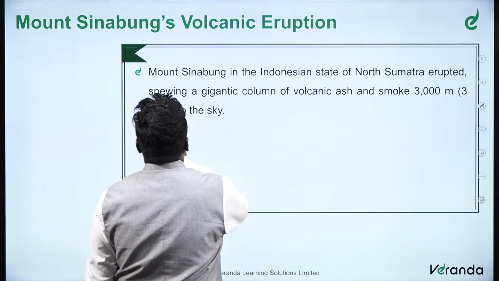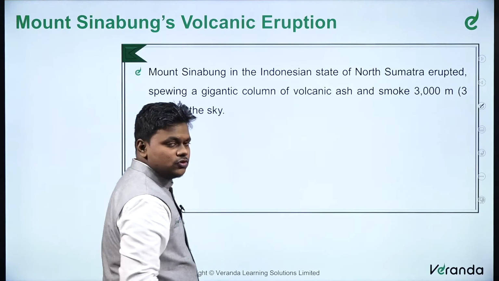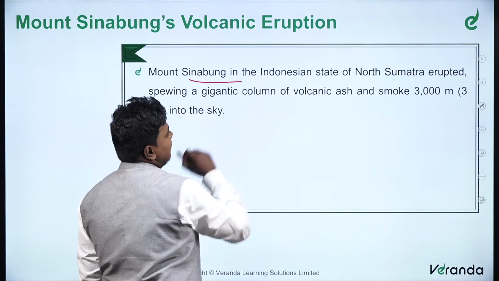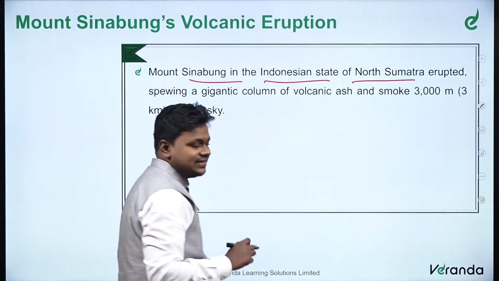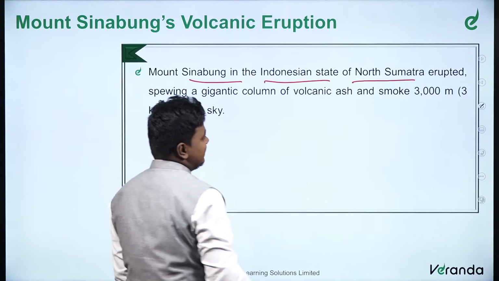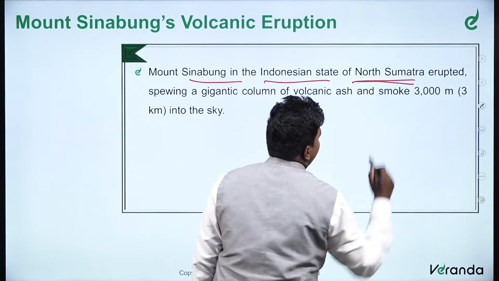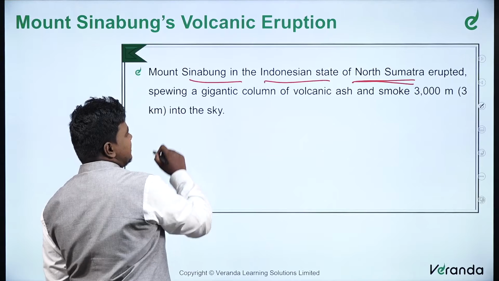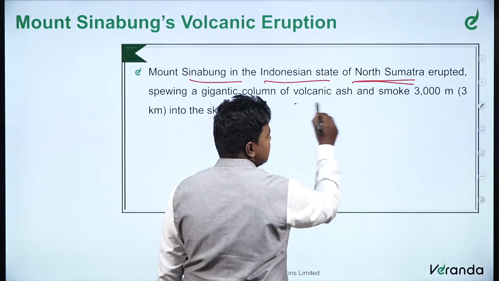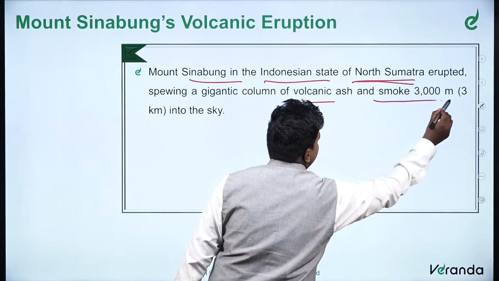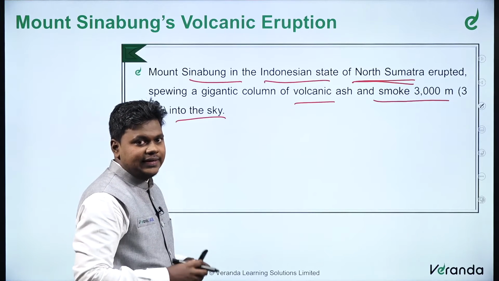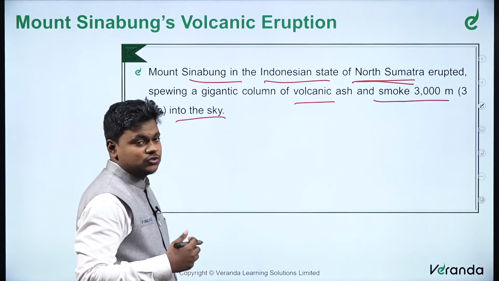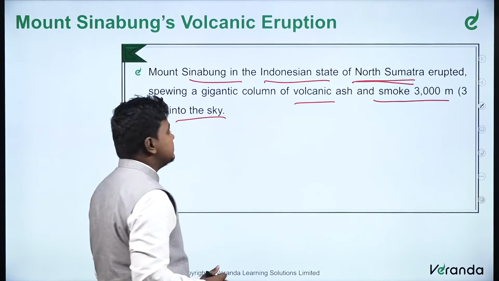Let's see about the Mount Sinabung volcanic eruption. Mount Sinabung in the Indonesian state of North Sumatra erupted. So it is in the country Indonesia, in the state of North Sumatra, swelling a gigantic column of volcanic ash and smoke to 3000 meters into the sky. So this volcano has recently erupted, emitting smoke to around 3000 meters.